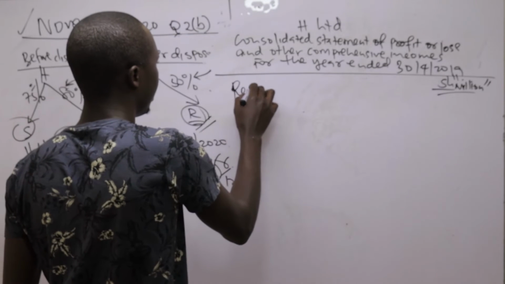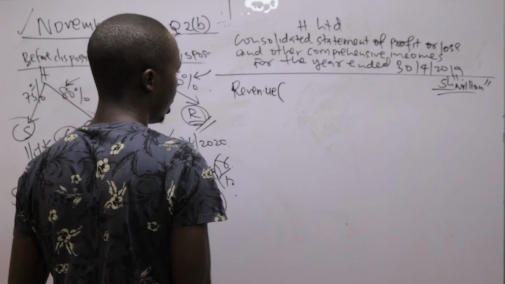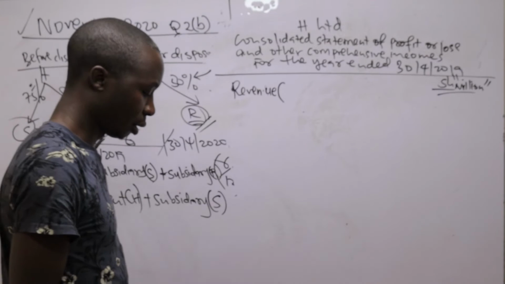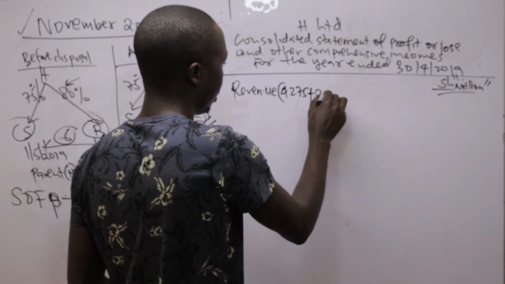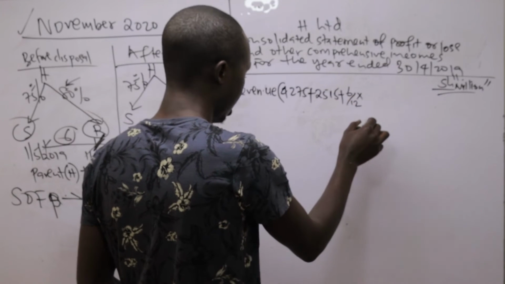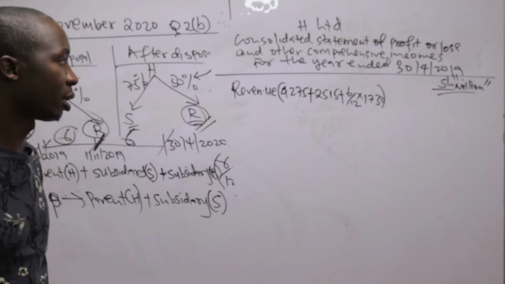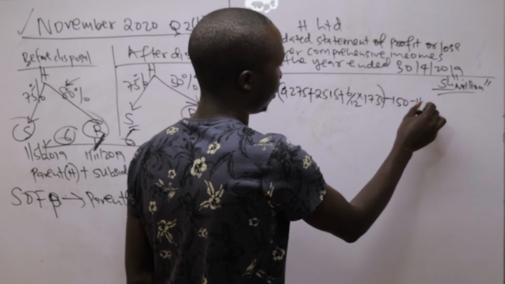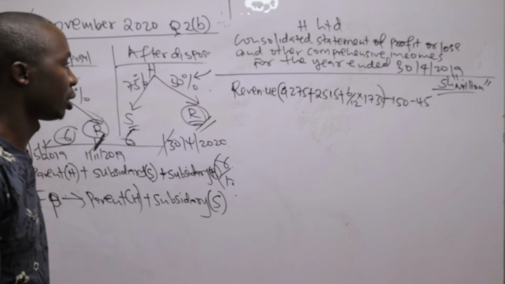So we start from revenue. Revenue is parent plus subsidiaries. Based on my question, the parent is 4275, plus 2515, plus 6 over 12 times R, 1730. Under revenue, we always adjust it by deducting intergroup sales, which is there in the 150 and 45. It will be done with revenue minus intergroup sales, minus intergroup sales.